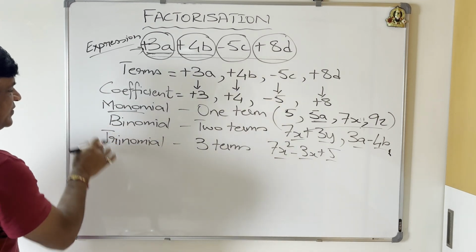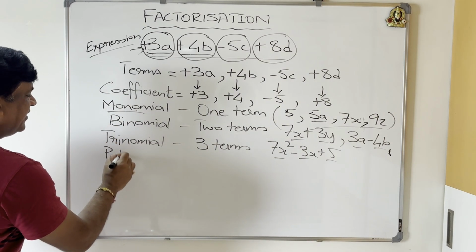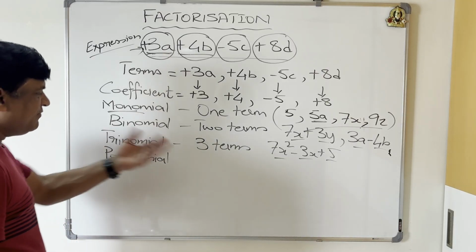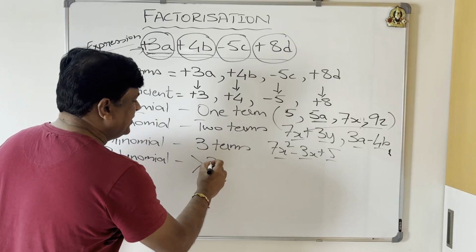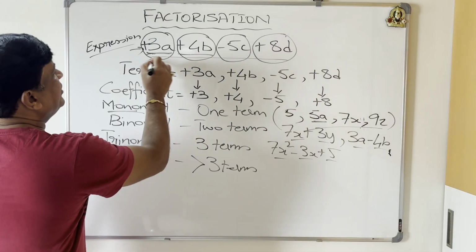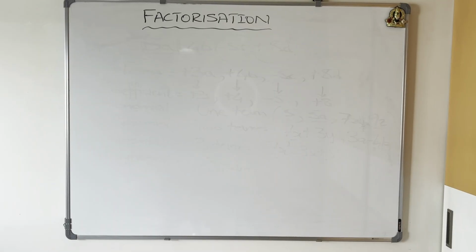Post that, we don't have any name for it. Every other expression is known as a polynomial, if there are more than three terms in an expression. For example, in this particular case, this is known as a polynomial. We call it a polynomial.